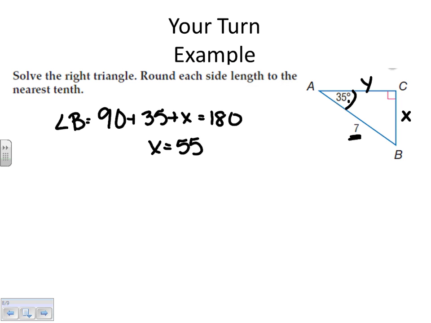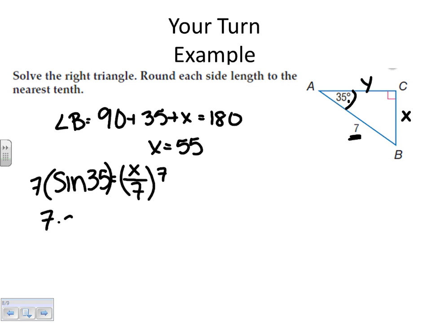We can do the first one as sine of 35. The opposite of 35 is x, and the hypotenuse is 7. Here we're just going to solve for x, and all we have to do is multiply by 7. We have 7 times sine of 35, and you just punch that in the calculator, 7 times sine 35, and we get 4.0 for x. This was 55 degrees here.